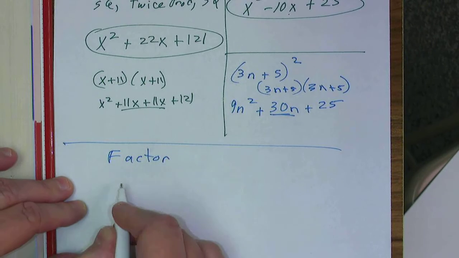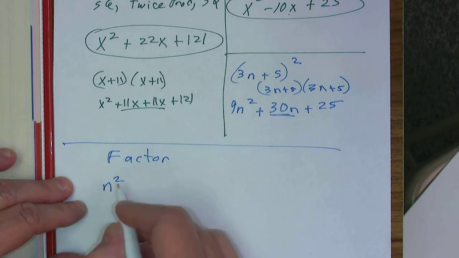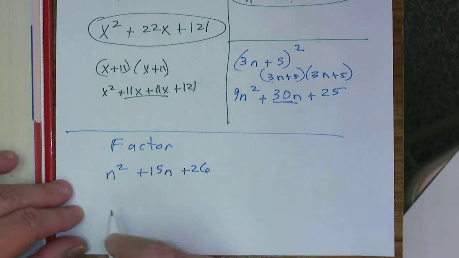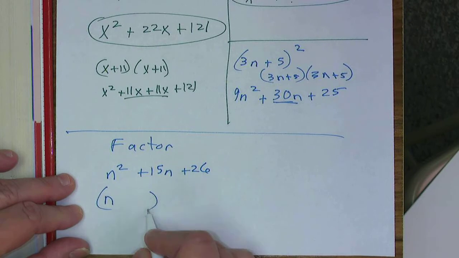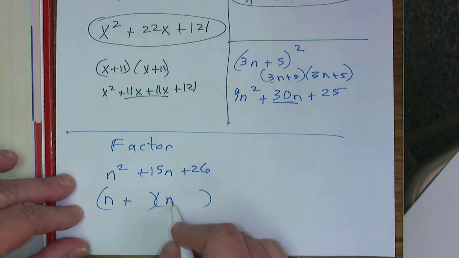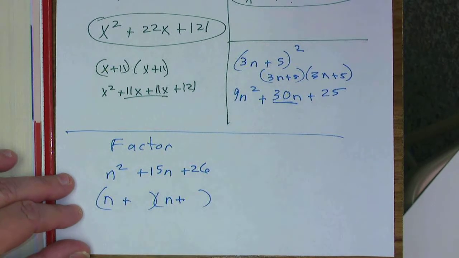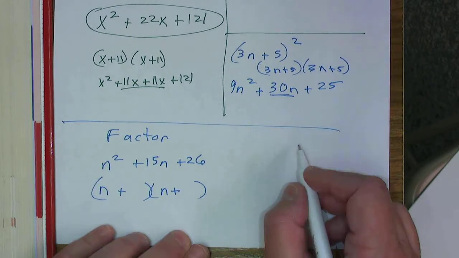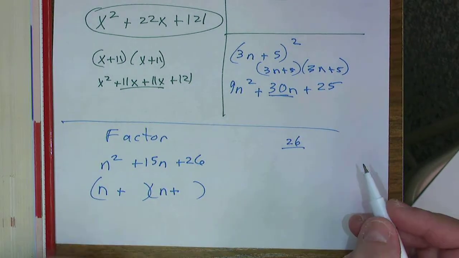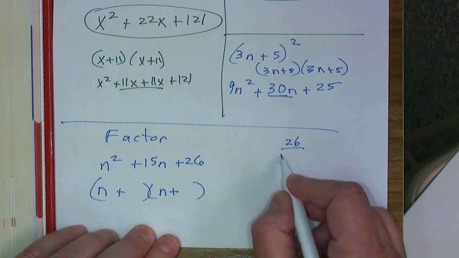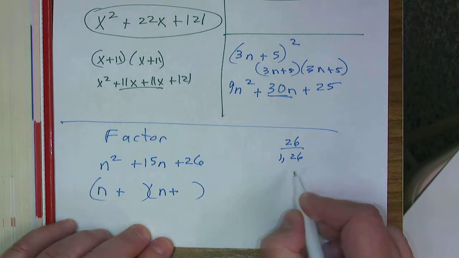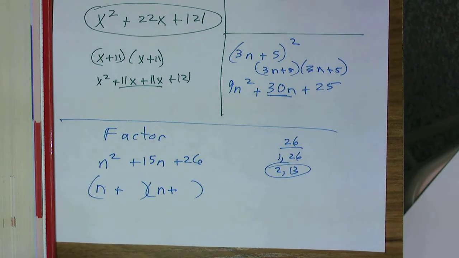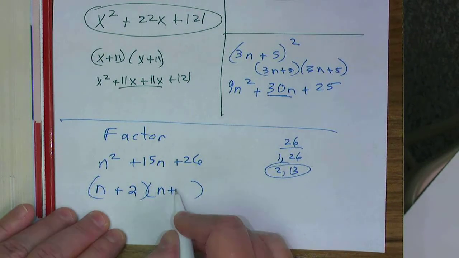Factor. Let's try n squared plus 15n plus 26. Now we know this would be an n plus and an n plus, because the end is 26 positive and the middle is positive, so they're both going to be plus. I would need factors of 26 that give me a sum of 15. So let's see, right offhand, I don't know what it is, but I'm going to figure it out, and that looks like it. So it's n plus 2, n plus 13.